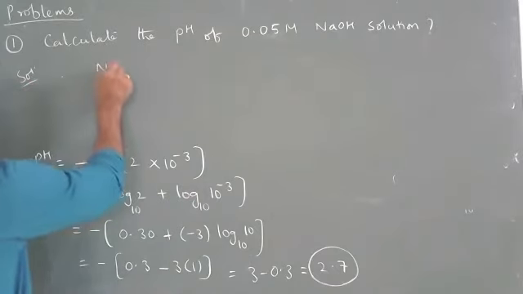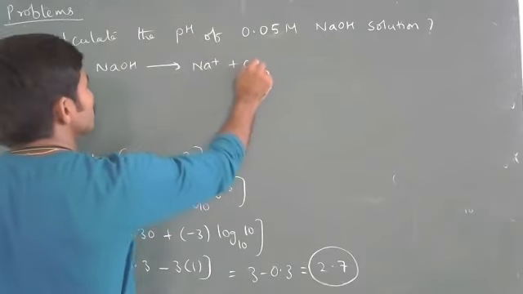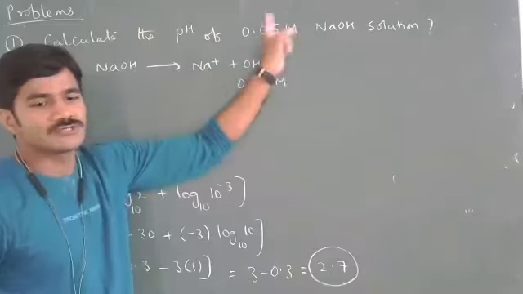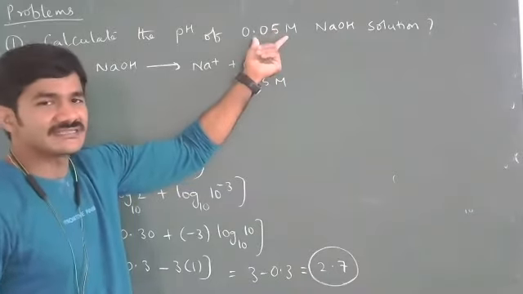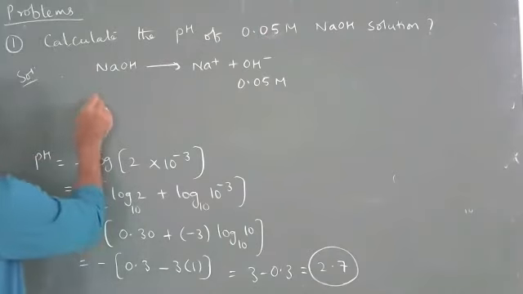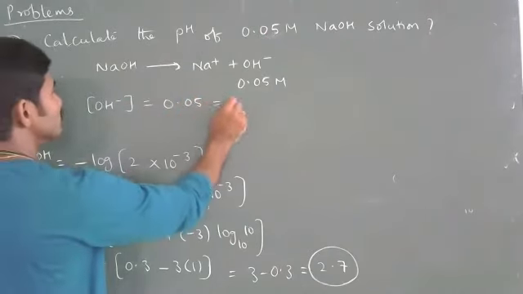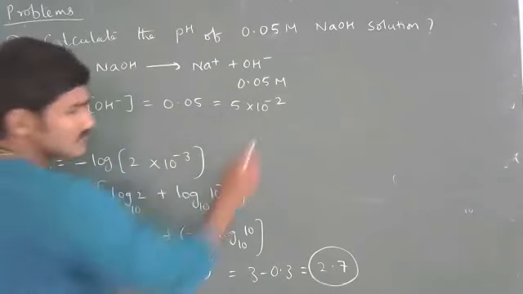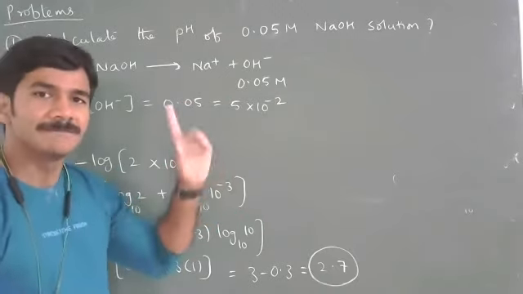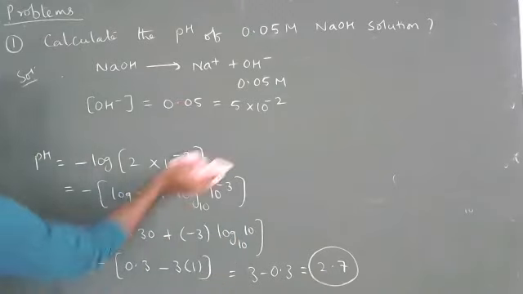You see. So NaOH dissociates into Na plus plus OH minus. The given concentration is 0.05, and that is the OH minus ion concentration. Don't take this concentration as H plus. This concentration is the OH minus ion concentration. So the OH minus ion concentration is equal to 0.05, which is equal to 5 into 10 power minus 2. So first find out pOH. If you find out the pOH, pH plus pOH is equal to 14. We have this relation, and from that we can find out the pH.